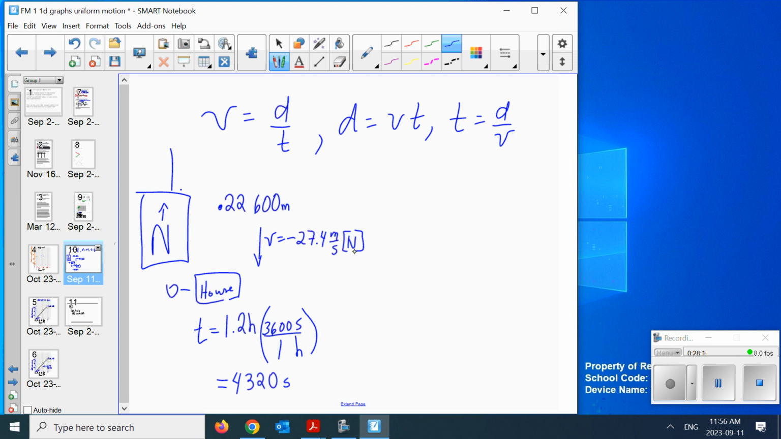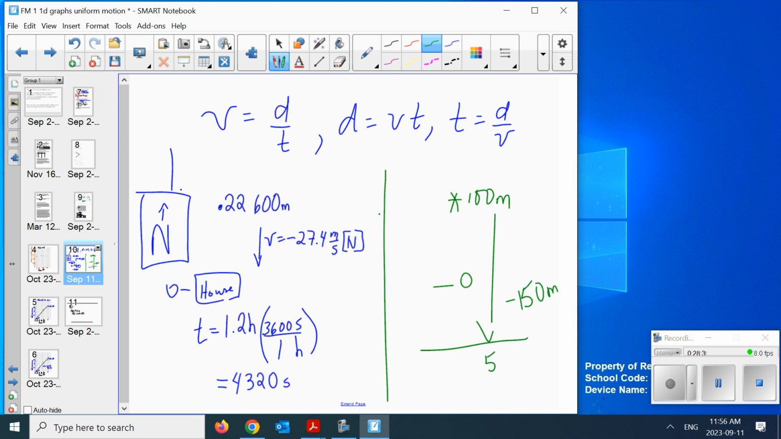Why don't we just put them into the formula? Okay, but you don't have distance, you have a position. Here's what I'm saying. I'm going to make it simple. 0, and that's your 100 meters. You're finding the distance traveled, and if it was negative 150 meters, your final position would be 50 meters to the south of the farm.